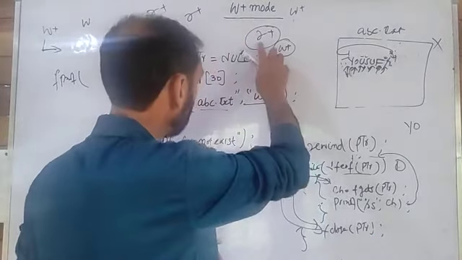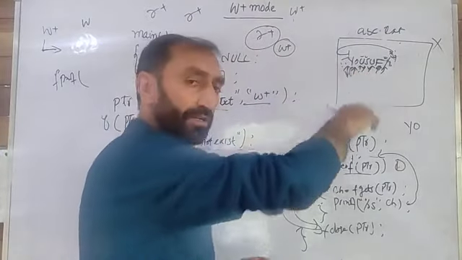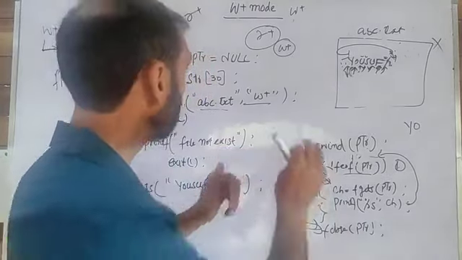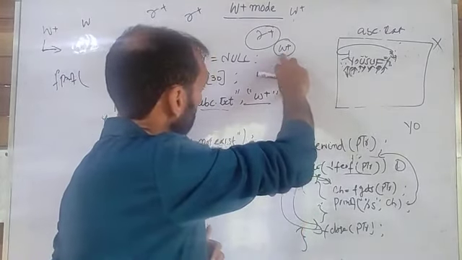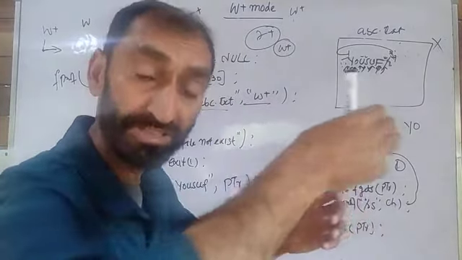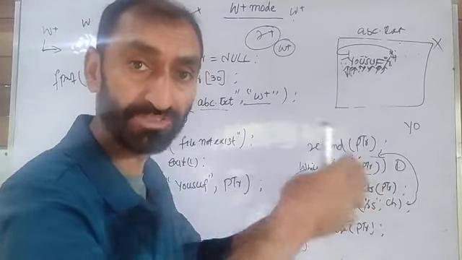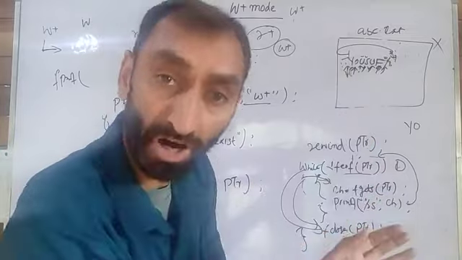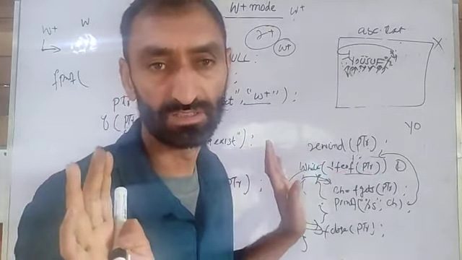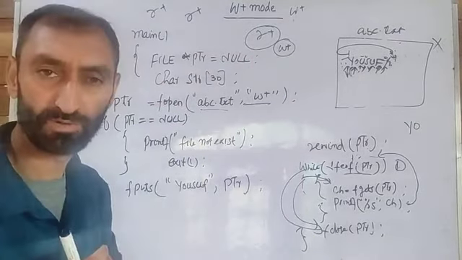If we open the file in R+ mode and the file exists, it will open that file. But if we open the file in W+ mode, it will truncate that file to 0. That means it will erase the data. If we want to write something into it, it will erase the data which is already present in that file. It will delete that content and open the file. This is the main difference between the R+ and W+ mode.